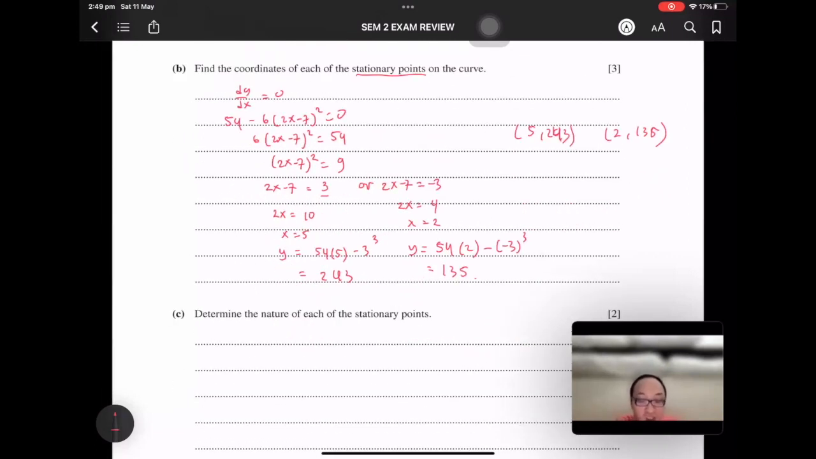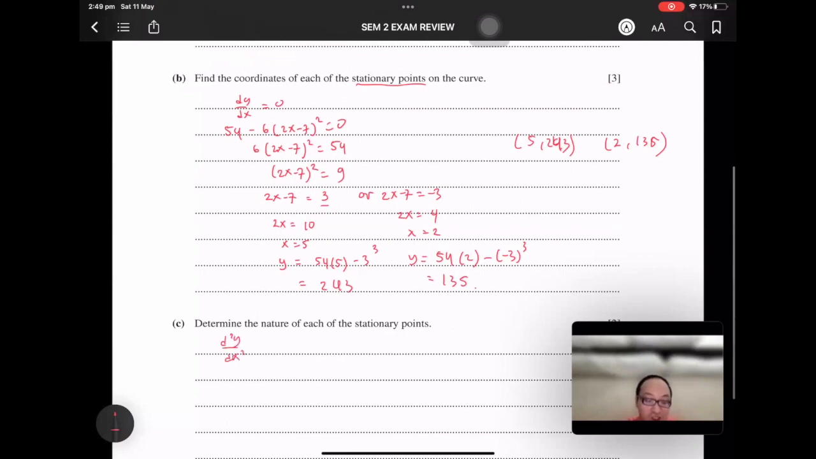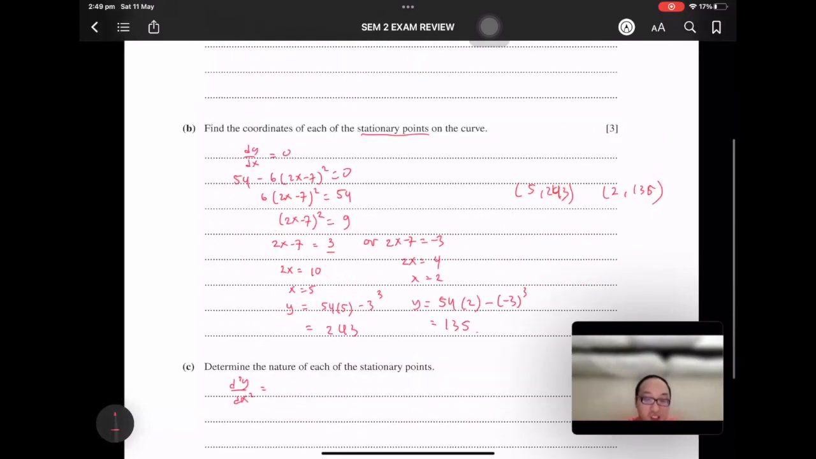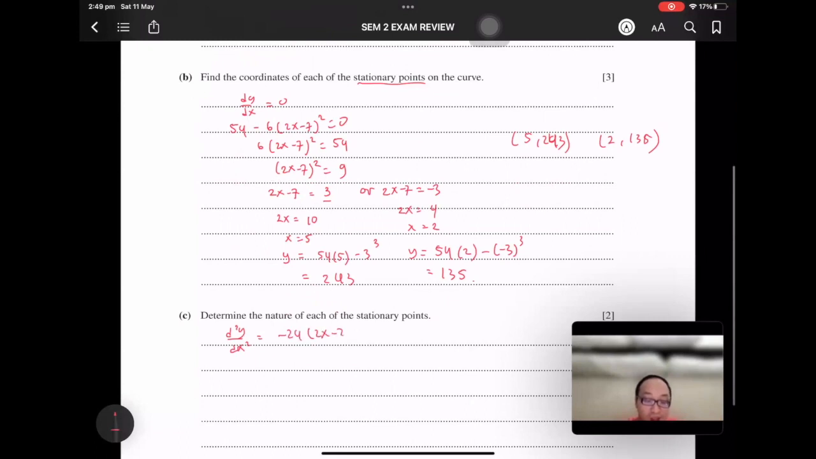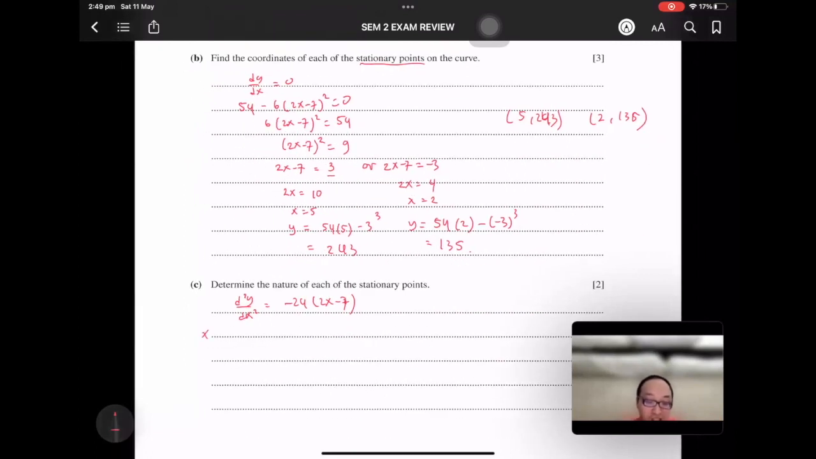Determine the nature of each of the stationary points. Now, to find the nature, we can use the second derivative. So the second derivative equals negative 24(2x minus 7). So replacing the value x equals 5, the second derivative equals negative 24 times (2x minus 7) for x equals 5, which is 3. So negative 72, which is smaller than 0. So this will be a maximum point.